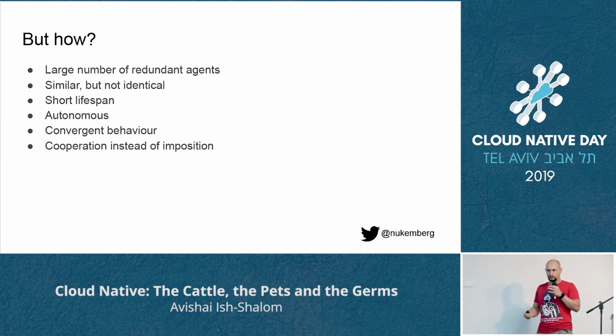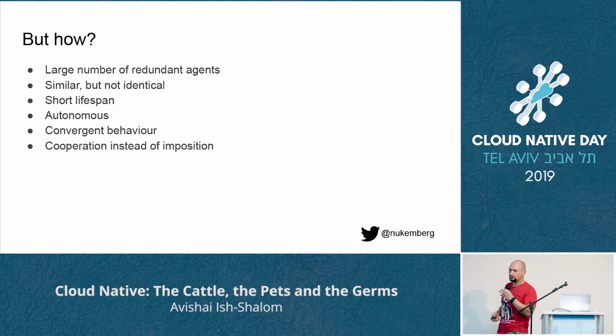So first of all, we need to understand that we need a large number of redundant agents, just like germs, which are similar but not identical. They would have variation. They would have short lifespan. They would be autonomous. And they would have convergent behavior. And instead of imposition, which is the way that we program today, what we need is asynchronous cooperation.